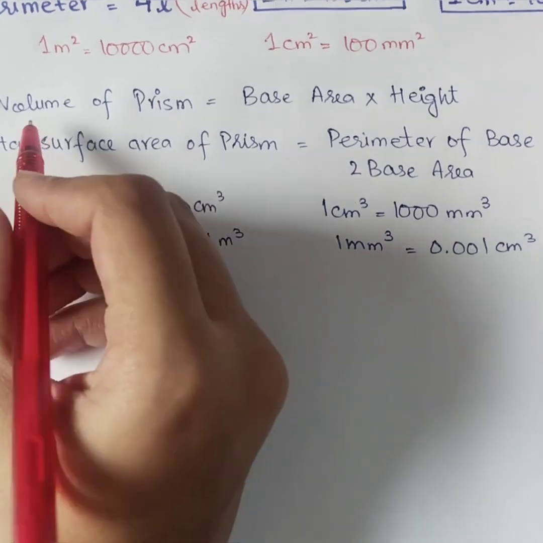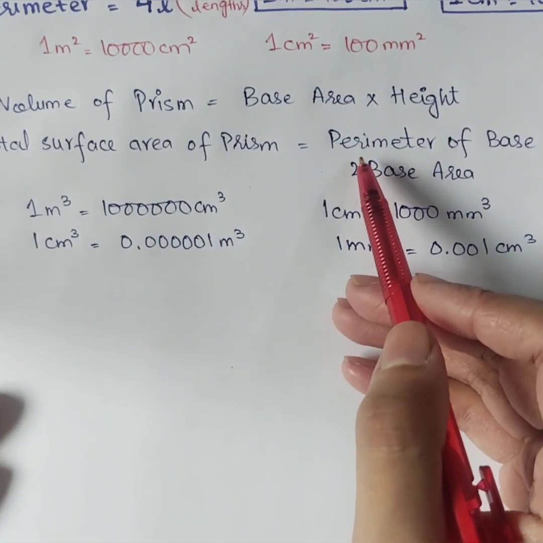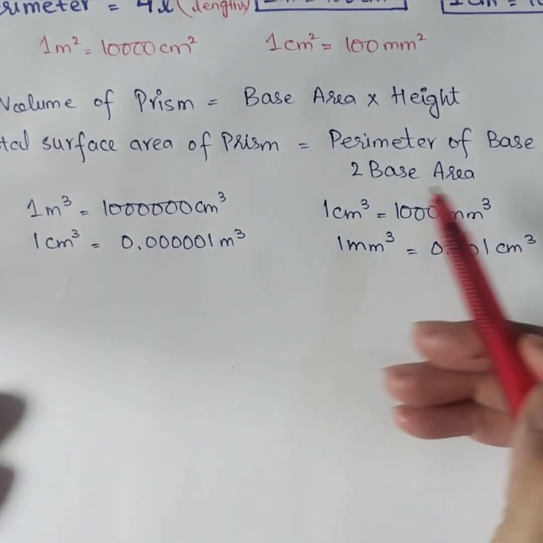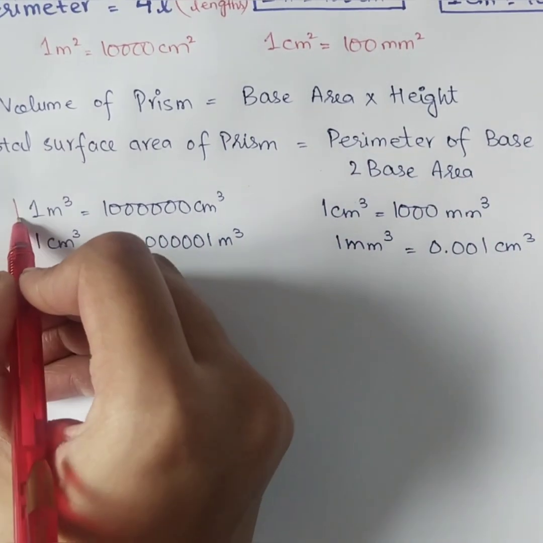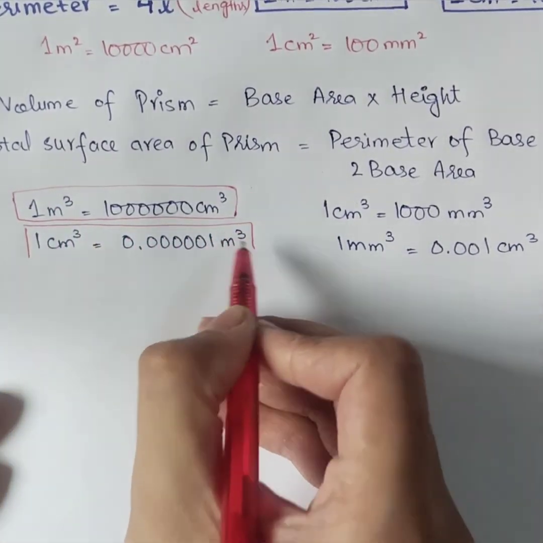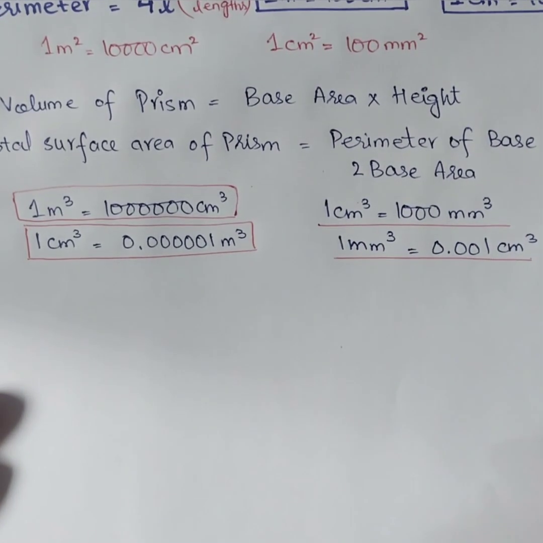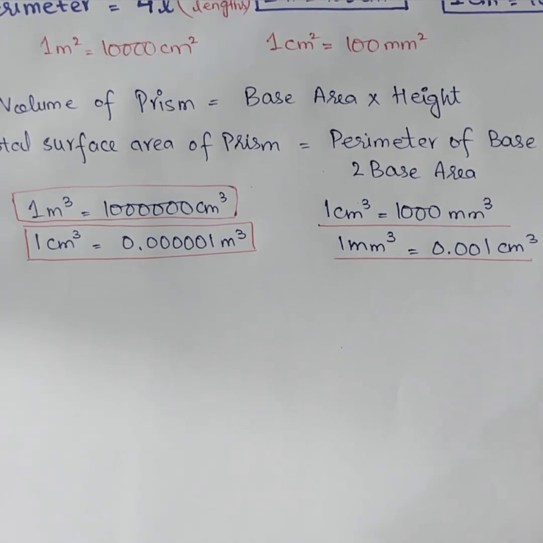So, to revise: the volume of prism is base area multiplied by height. Total surface area of prism is equal to perimeter of base multiplied by height plus double the base area, and 1 meter cube is equal to this, 1 centimeter cube is equal to this, and 1 millimeter cube is equal to this. You have to write it down and learn it. Okay, when you learn the formulas, then you can solve the questions. If you are confused about your formulas, you cannot solve the question. So learn all these formulas.